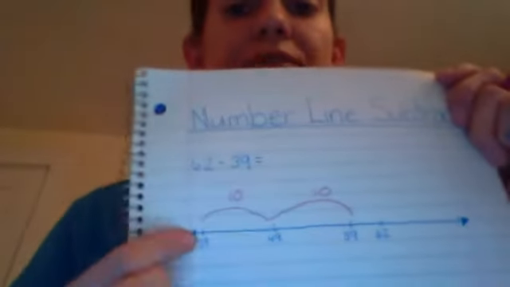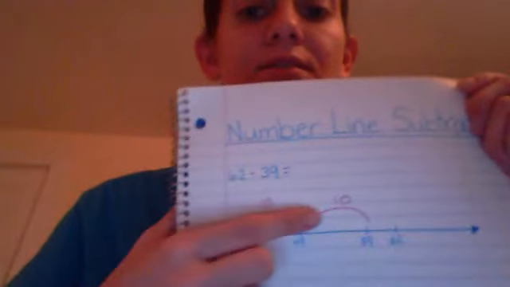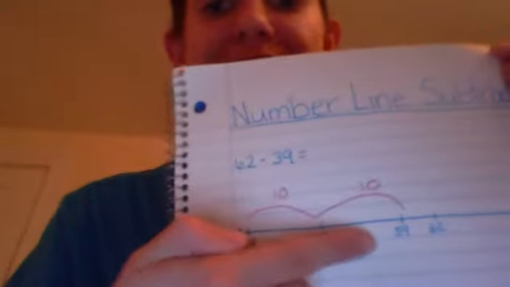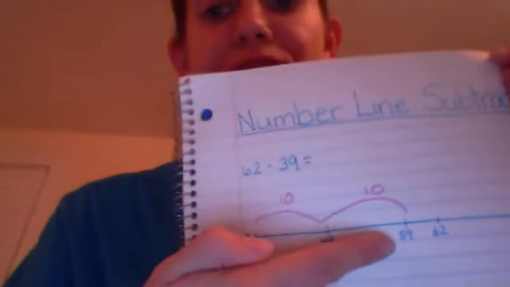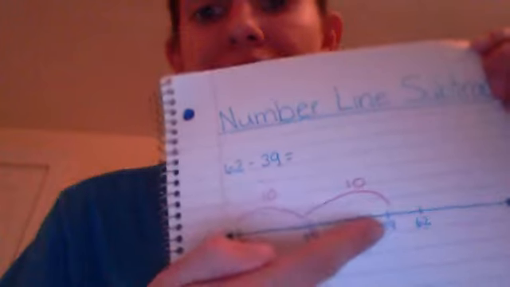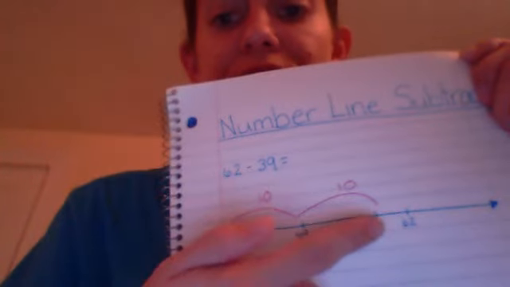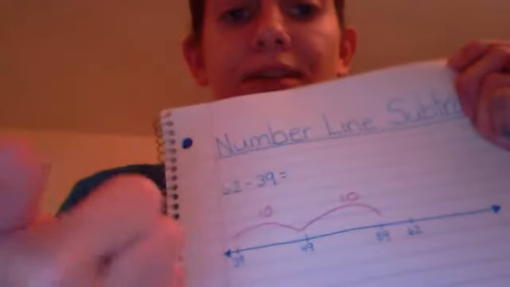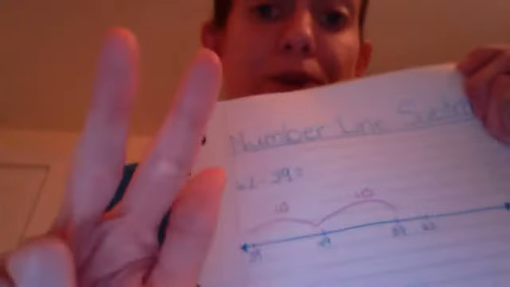Okay, so far I've gone 39, 59, and I went 10, 10. Now, I don't have another set of 10 left in between 59 and 62. So I'm just going to figure out what the ones will be. And the ones in between 59 and 62 are going to be 60, 61, 62. That'll be 3.